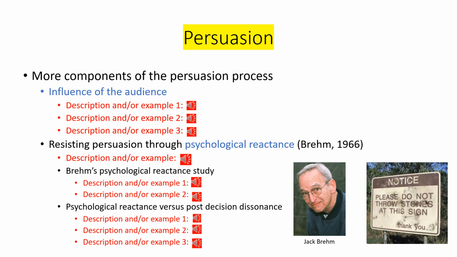The more the audience is able to develop counter-arguments, the less effective the persuasion process will be. So what you find then is that if you warn someone that they're about to be persuaded, that actually decreases the effectiveness of the persuasive message. Because once people are warned, they then start to develop counter-arguments.